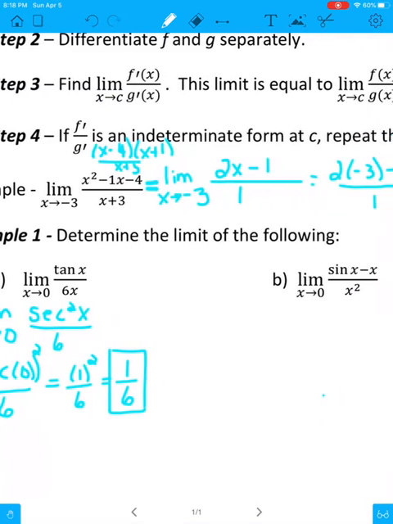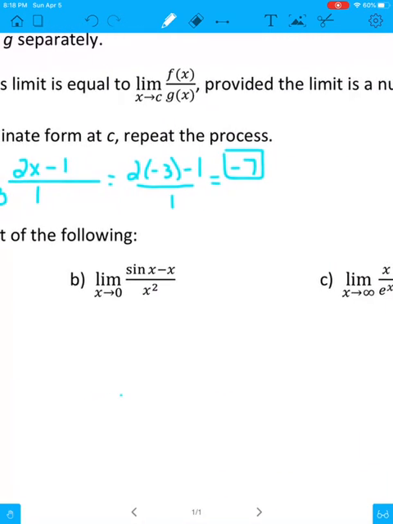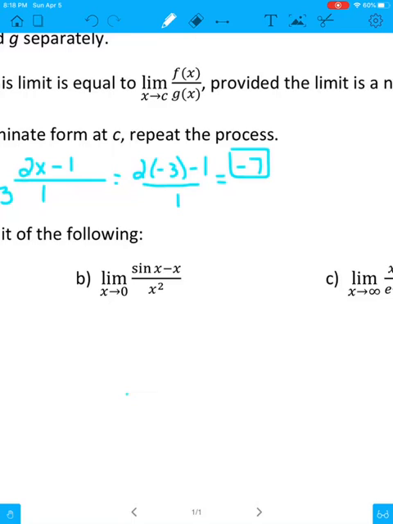Okay. B, if I plug the limit as x approaches 0 into sine x minus x over x squared, sine x will be sine of 0, which is 0, minus 0 is 0, over 0 squared. So I get 0 over 0. So I have to use L'Hopital's rule. So I'm going to get the limit as x approaches 0. The derivative of sine x is cos x.